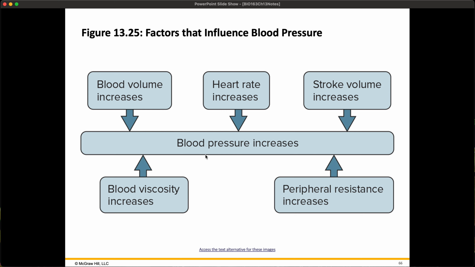So here are those factors. Blood volume increases, heart rate increases, stroke volume, peripheral resistance, blood viscosity, all of these increases will affect blood pressure positively.